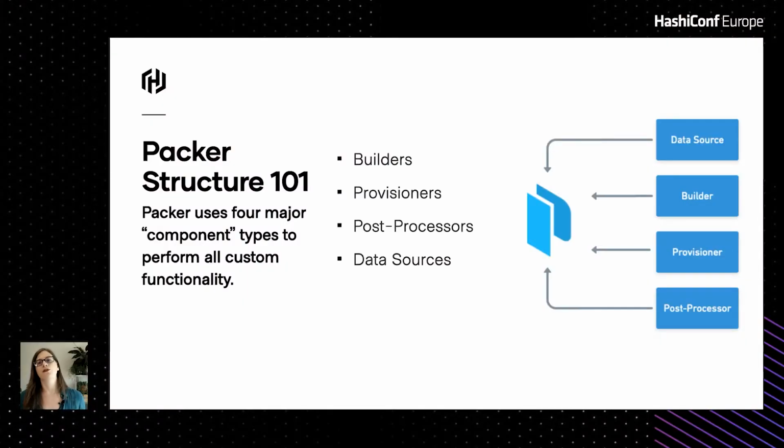So Packer uses 4 major component types to perform all of its custom functionality. If you've written Packer JSON templates, you're going to recognize the categories listed here: builders, provisioners, post-processors, as root level fields in the Packer template, and you probably have a general understanding of what they do. For example, builders create instances, manage the instance lifecycle, and then create artifacts based off of those instances. Provisioners modify the instances when they're running, and then post-processors modify the artifact once an instance has been shut down.